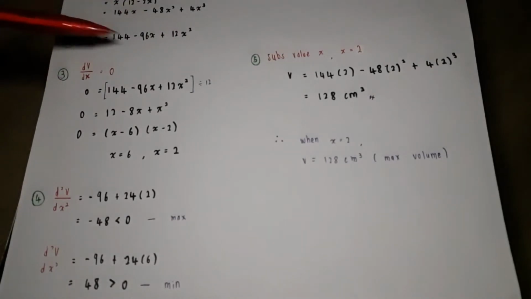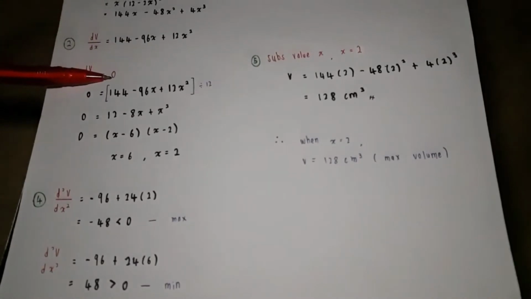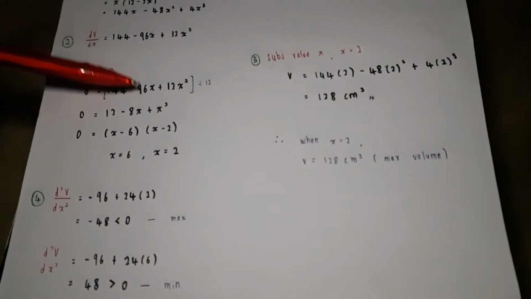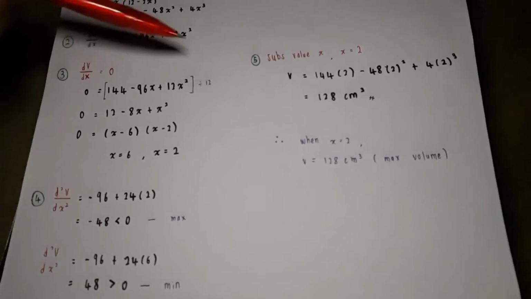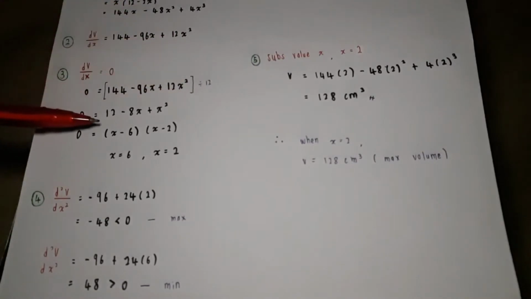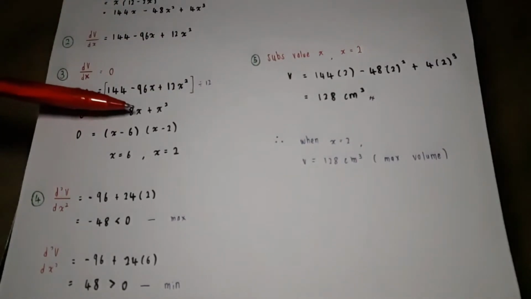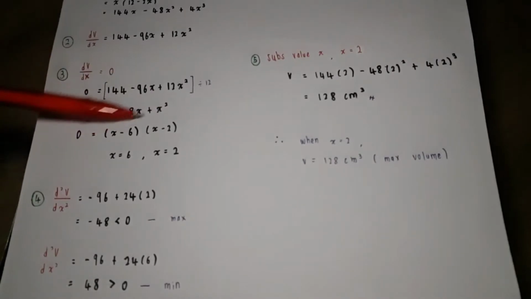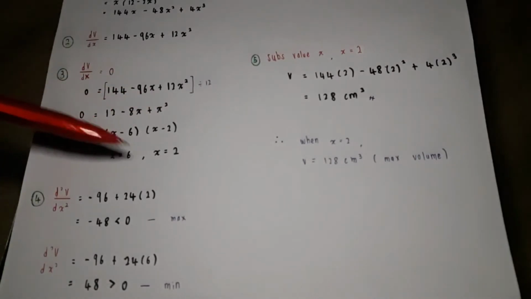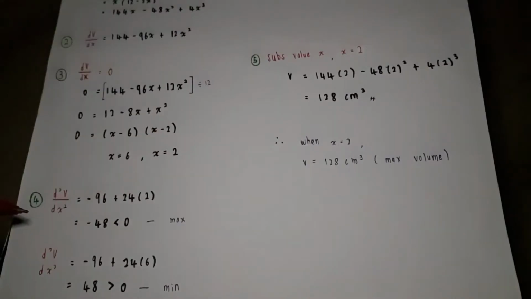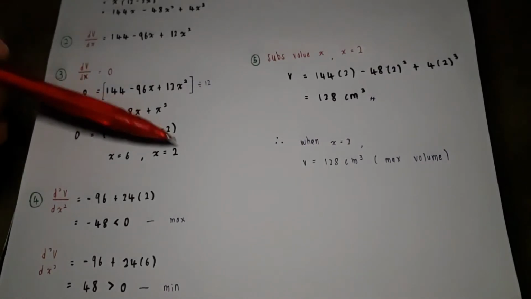Third step, this differentiated answer, we equate it to 0. So 144 minus 96x plus 12x squared, we divide it by 12, we get 12 minus 8x plus x squared. Then we factorize this, we get x equal to 6 and x equal to 2. So for the fourth step, we take the answer from the second step, we do the second derivative, and then substitute the answers from the third step, x equal to 6 and x equal to 2.